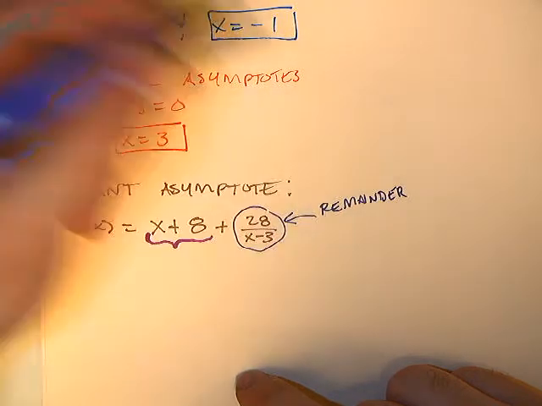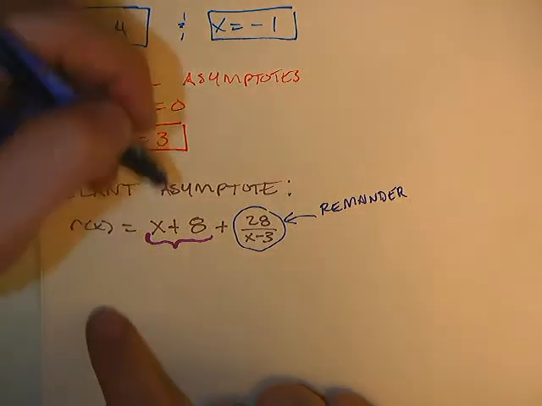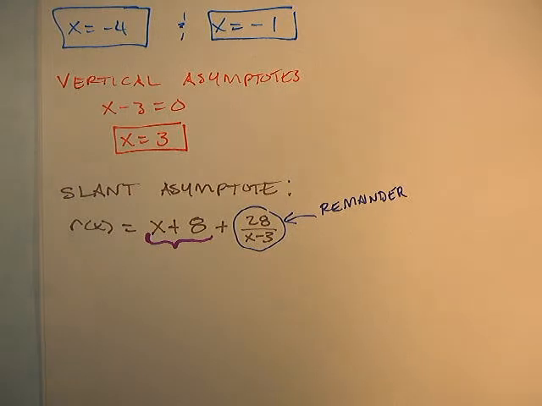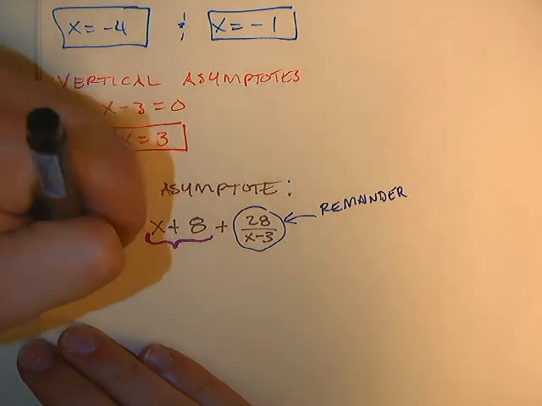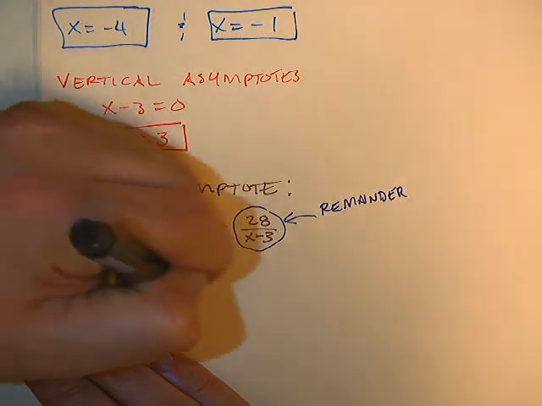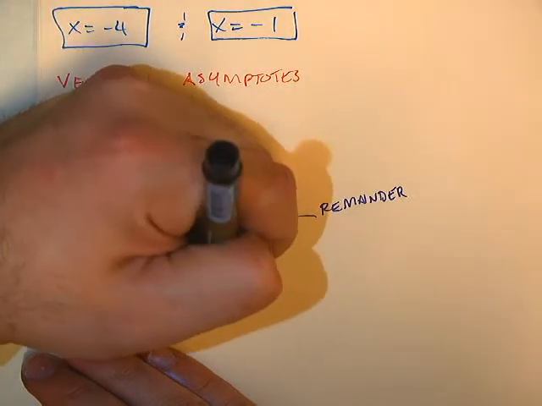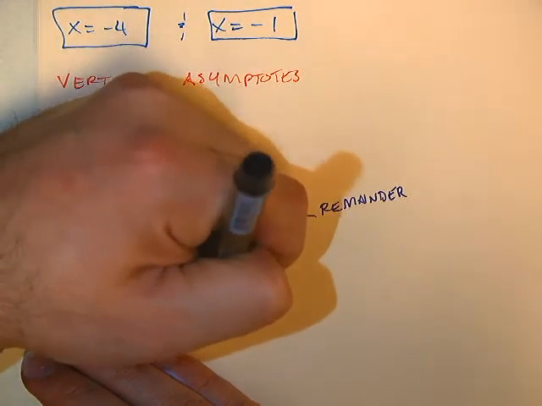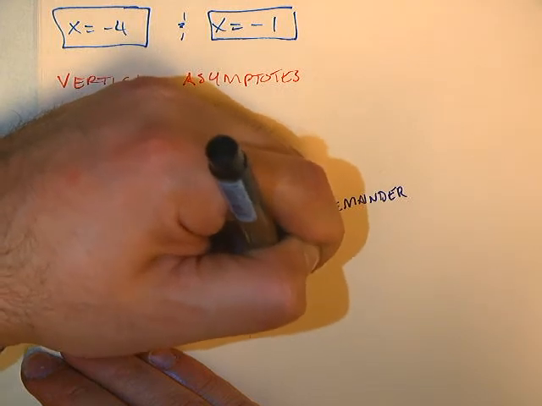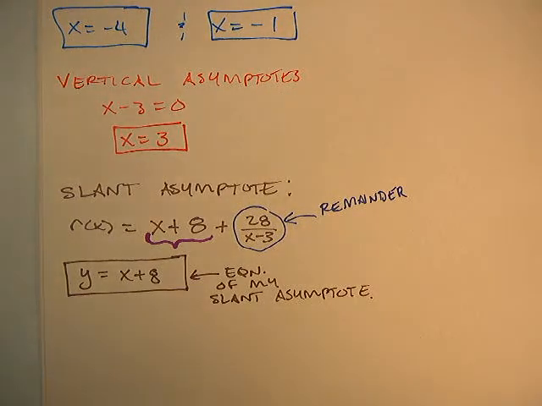And this we can disregard. This is the actual equation of our slant asymptote. So our slant asymptote is at y equals x plus 8. That right there is the equation of my slant asymptote. All right, so I have zeros, I have vertical asymptote, I have slant asymptote.